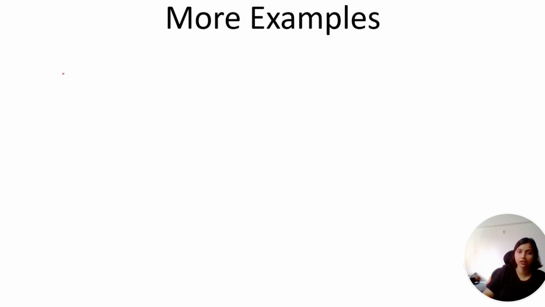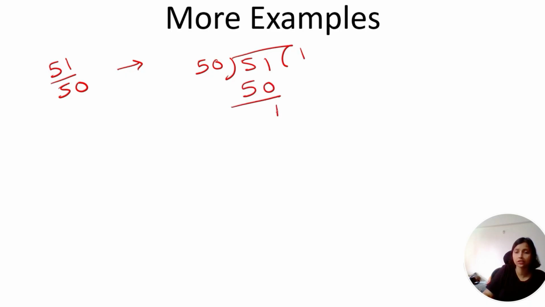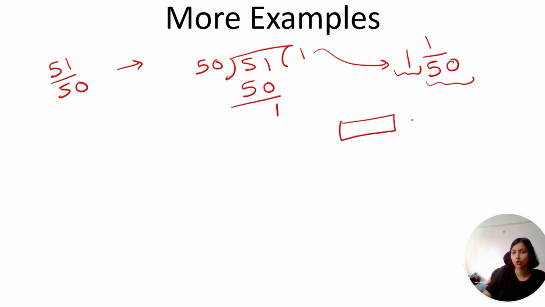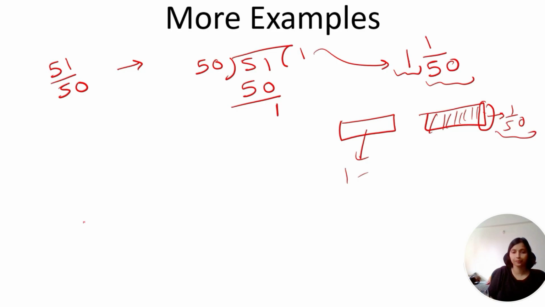Let's see 2 more quick examples. 51 by 50 is an improper fraction. I have to convert it into a mixed fraction so that I can visualize it in a better way. So I have 1 and 1 by 50. So I had one complete thing, and of the next thing I had one part out of the 50 parts of that thing. Suppose I had a chocolate: I had one complete chocolate, the second chocolate I divided into 50 parts, and I had the 1/50th part of the second chocolate.